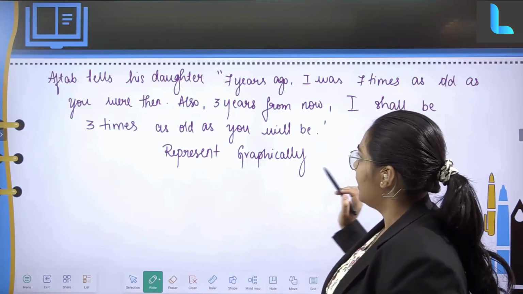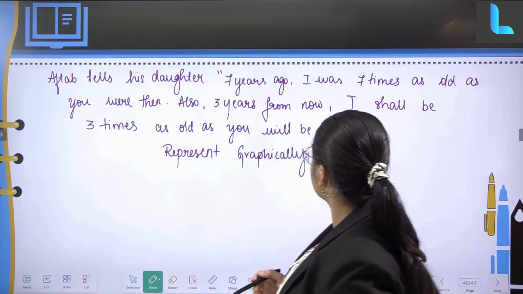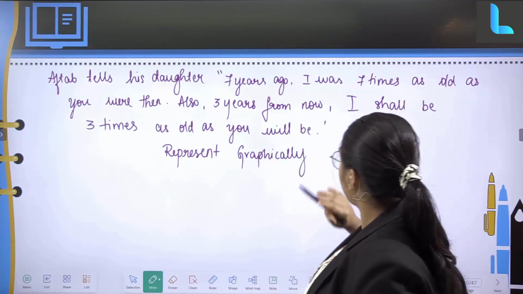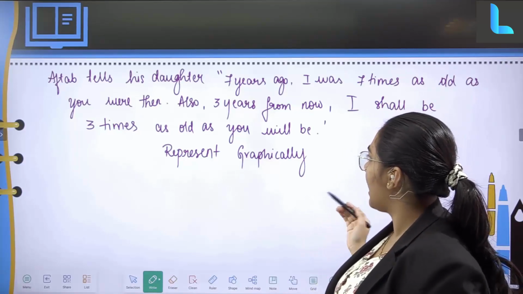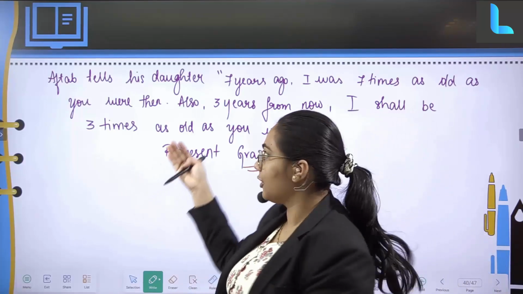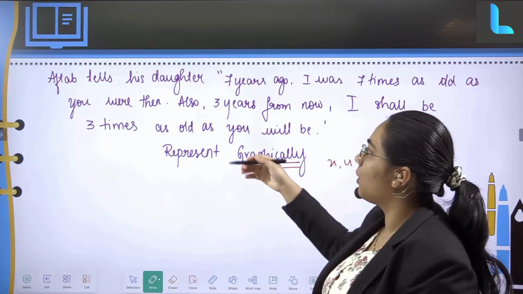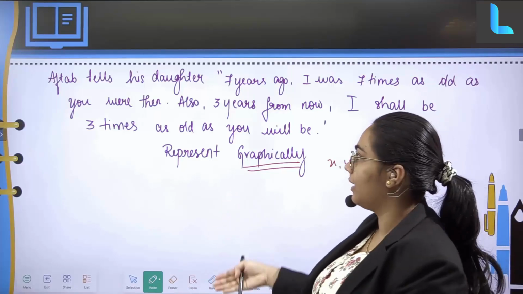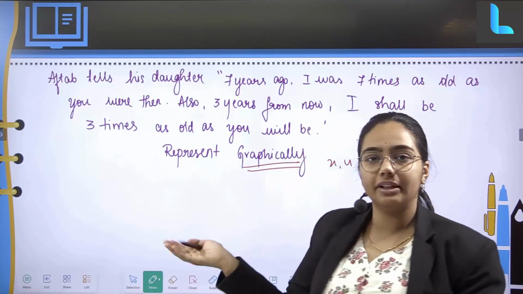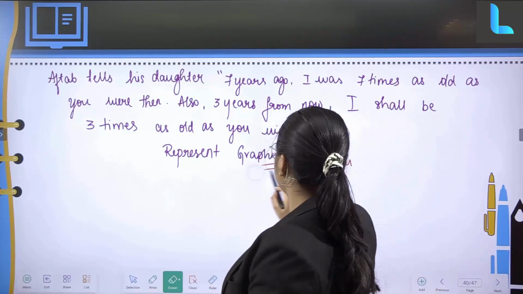Right. Next, from here it is a 3-marker question. So Aftab tells his daughter, 7 years ago I was 7 times as old as you were. Also 3 years from now I shall be 3 times as old as you will be. Represent this graphically. Usually, if you are supposed to solve this question, you just find x and y, that is, their ages. If you are supposed to find that, it is clearly a 4-marker. If you have to solve it graphically also, then it carries an extra mark, right? So now we are supposed to solve this graphically.